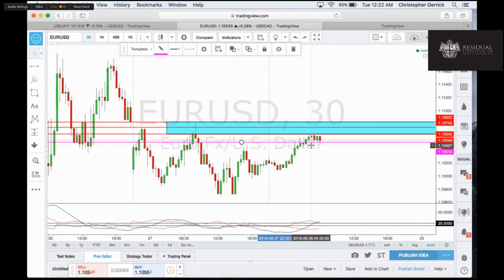Well, what I was saying is I feel more comfortable if it came into my zone and tested my resistance lines, so that I could be more comfortable entering this trade, right? I don't chase trades, I just wait.